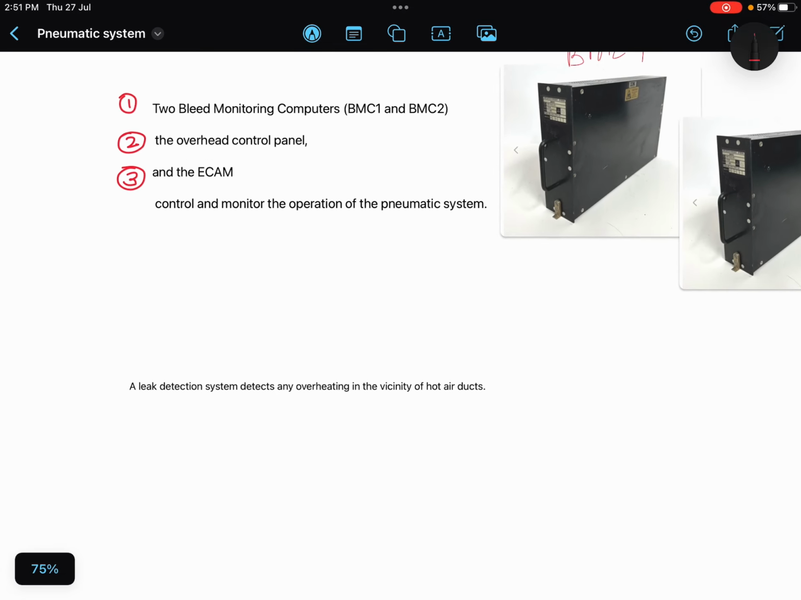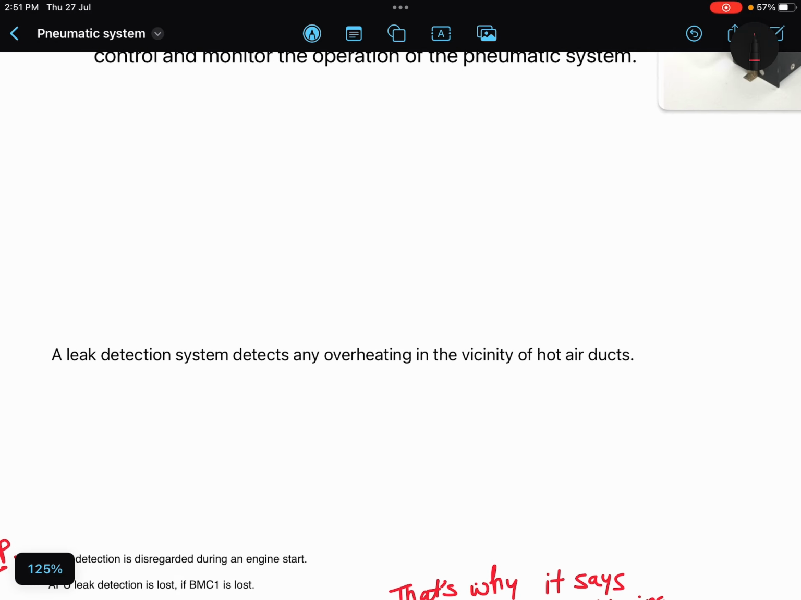Now a leak is detected by two loops for the wings, and for the pylons and APU there is one loop, and they detect any overheating in the vicinity of hot air ducts. We will talk about it further in this video.